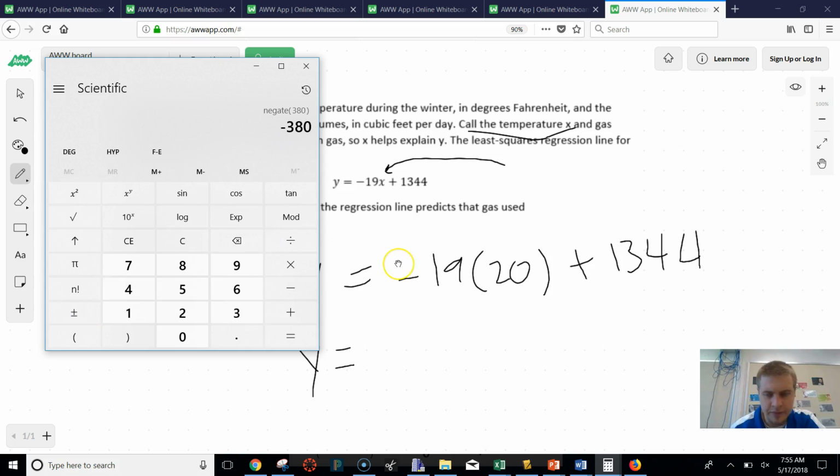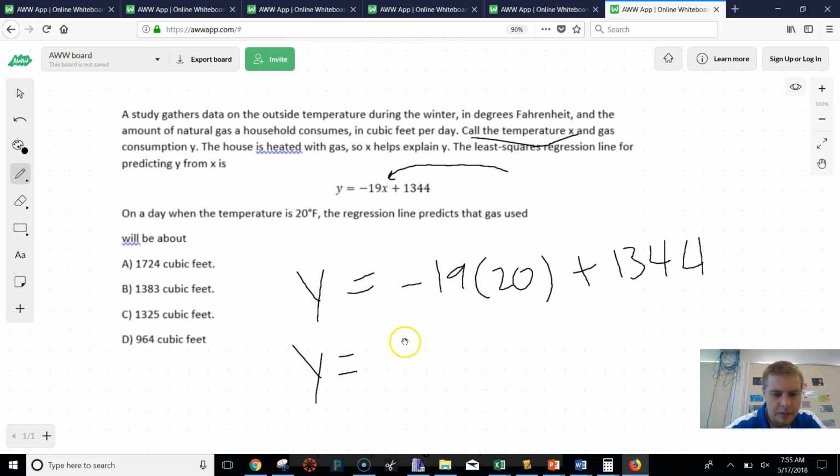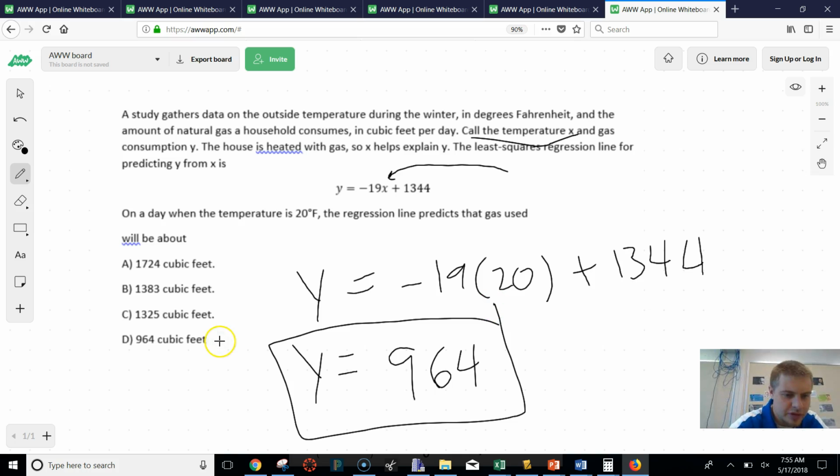And that's going to be negative, then plus 1344. So my answer would be 964, which is D. Success. Let's try the next one.